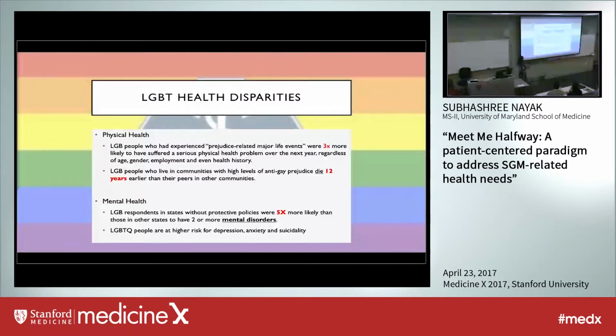So this kind of gap in the engagement of sexual and gender minorities with the healthcare provider results in healthcare disparities. And you can see that there are many cases of physical and mental health disparities. And to just go through a few, LGBT people who experience a prejudice-related major life event are 3 times more likely to have suffered a serious physical health problem over the next year, regardless of age, gender, employment, or even health history. What's a prejudice-related?